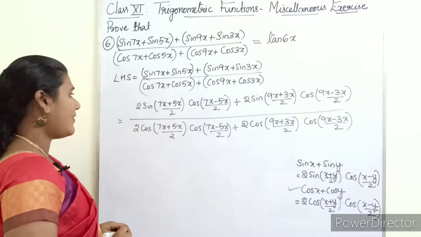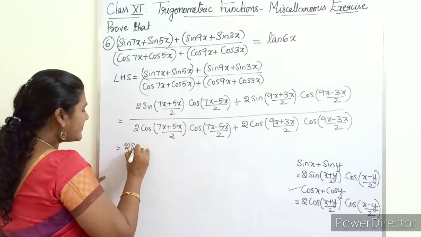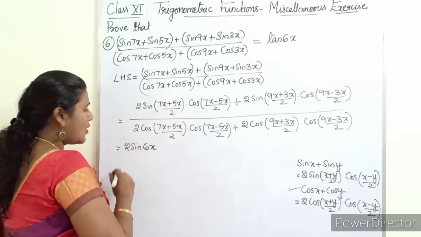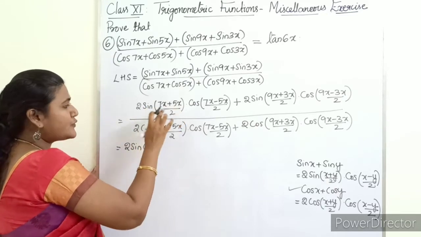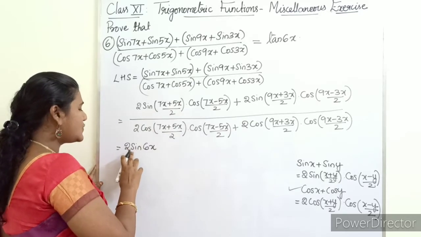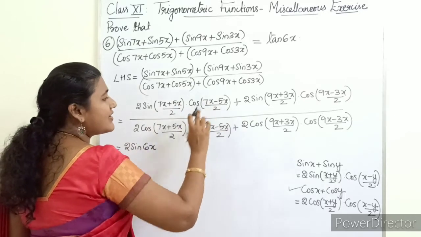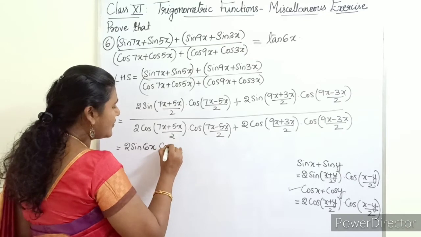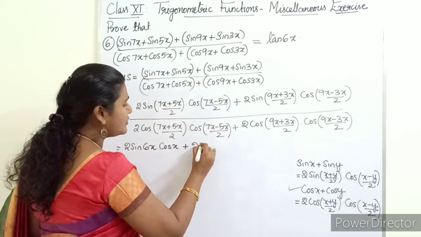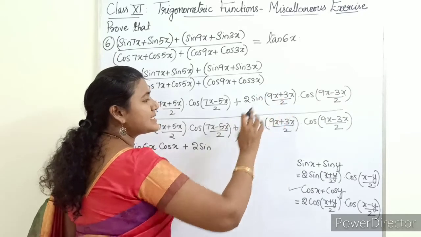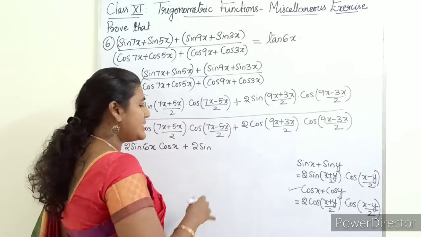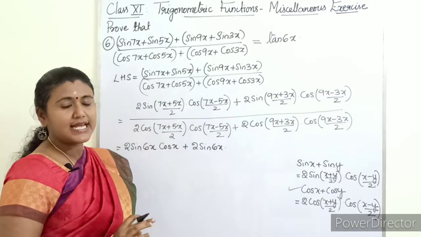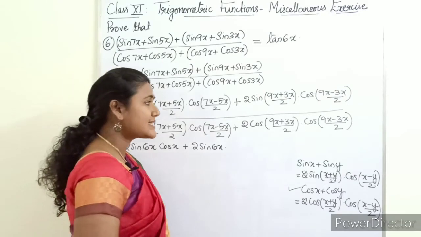Now we are going to simplify. So 2 sin (7x plus 5x)/2: 7 plus 5 is 12, 12 by 2 is 6x. So you will get first 2 sin 6x into, here 7x minus 5x is 2x, so 2x by 2 is equal to x. So you will get cos x, plus 2 sin, here 9x plus 3x, again 12x, 12x by 2 is 6x. So sin 6x into cos of 9x minus 3x, which is 6x, 6x by 2 is 3x.